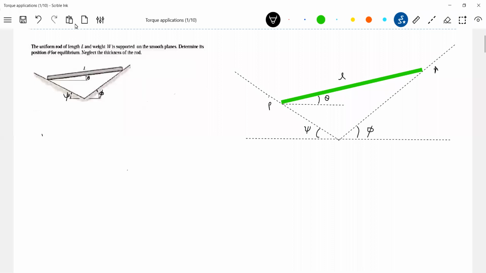This end, let it be B. How will the weight act at the center? Mg will act, that is the weight. It was only one inclined plane, no; here the rod, the two inclined planes we are bringing in.